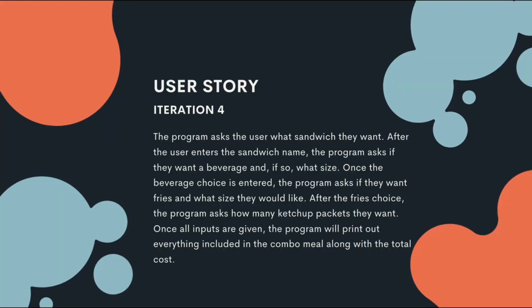This slide shows our step-by-step final plan. We started with just picking a sandwich and showing the price, then added drinks with sizes, then fries, and finally ketchup packets, so by the last version, you could order everything and get the right total.